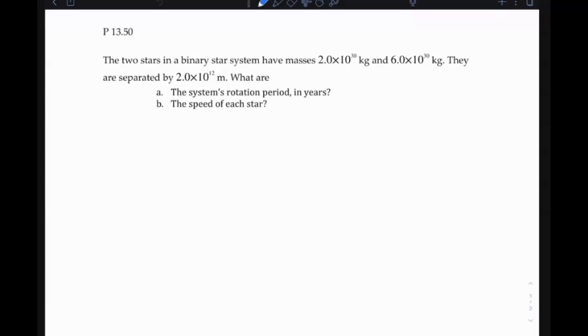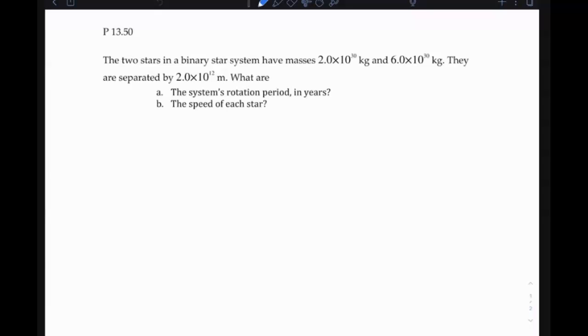In the problem, we're asked, part A, what's the system's rotation period in years? And then in part B, what is the speed of each star? I think this is a really good example of different concepts in Chapter 13 and in concepts from earlier in the course, particularly concepts that will be important in Exam 4 coming up on Monday and Tuesday.